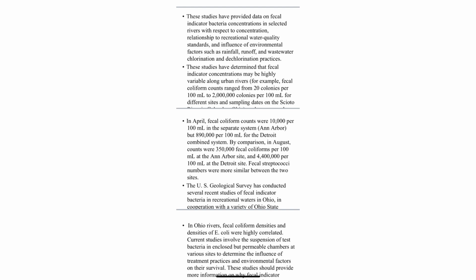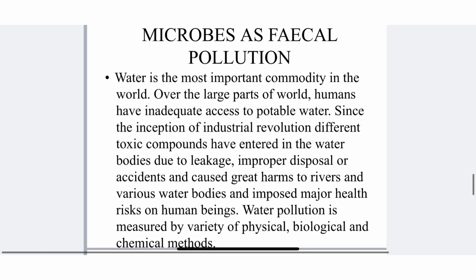Now, if I talk about microbes present in fecal pollution, what are the major microbes that play an important role? A lot of contamination may occur due to leakage, improper disposal, and accidents, causing great harm to the river and various water bodies, and major health risks to humans. A lot of physical and biological factors, and also chemical factors, play an important role, and these factors may lead to water pollution on a large scale, as we see here.